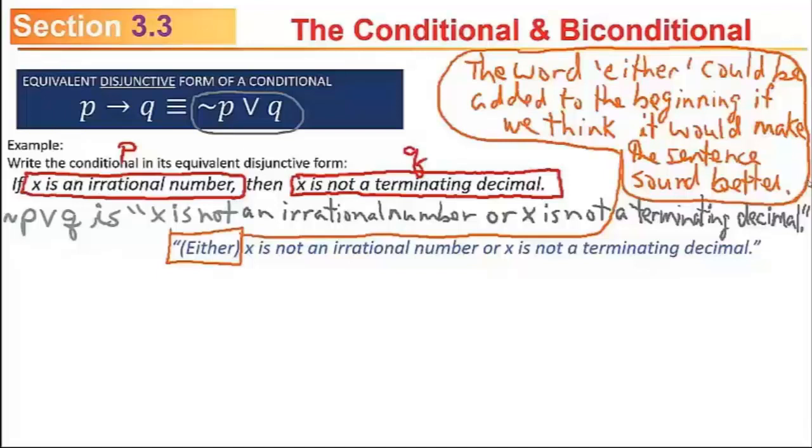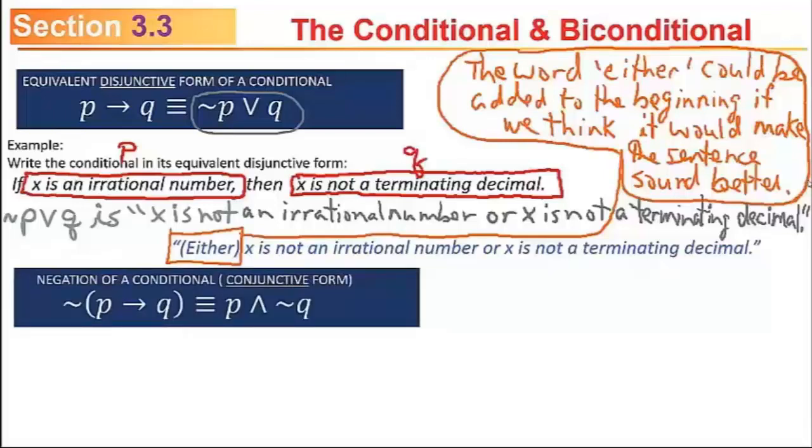If you wanted to add the word either to make it sound a little bit better in English, you could. So if you wanted to make it sound maybe slightly less stilted, you could add the word either in front and say either x is not an irrational number or x is not a terminating decimal, but that's optional. You don't have to do that.